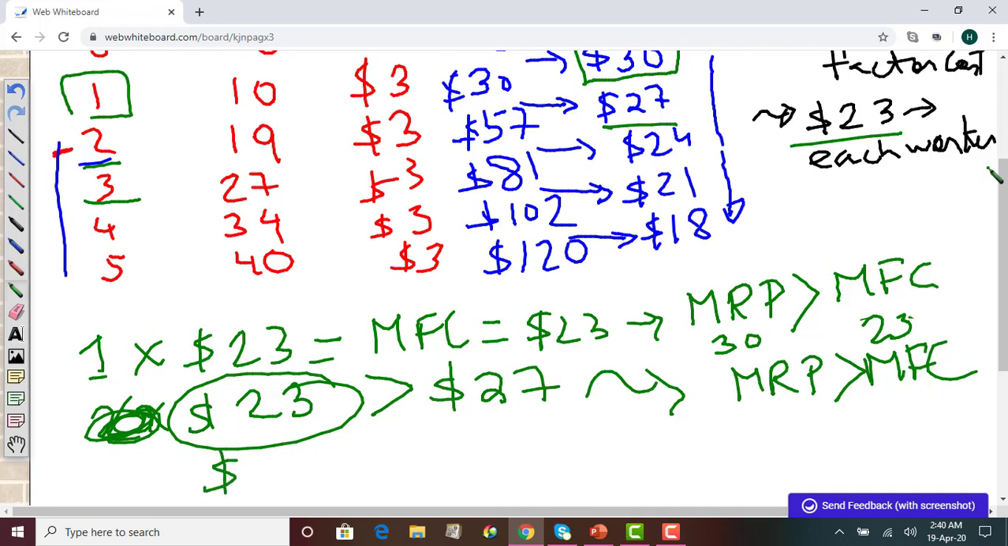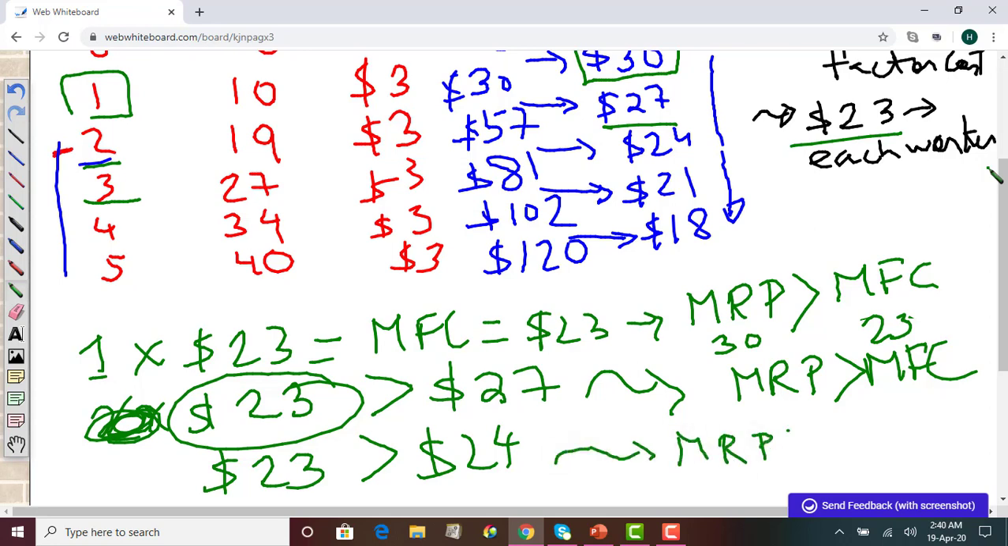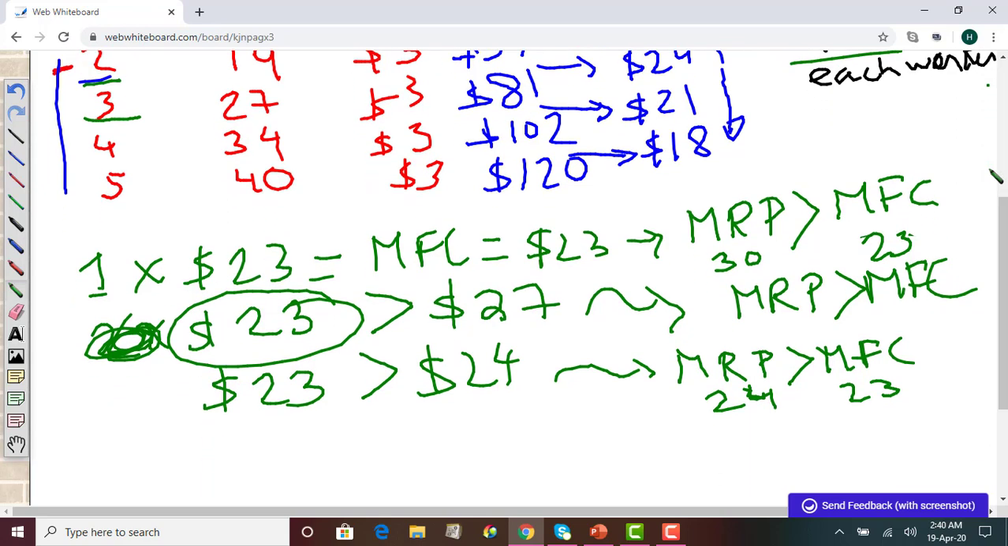Now let's see if we hire 3 workers. Again, our cost is $23, right? The additional cost to hire the third labor is, again, $23. It's fixed. But in this case, the marginal revenue product is now $24, which is again greater than $23. So yes, it makes sense. We will hire 3 laborers because MRP is greater than MFC. 23, 24, and 23.